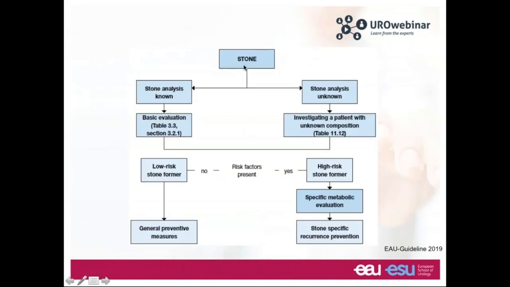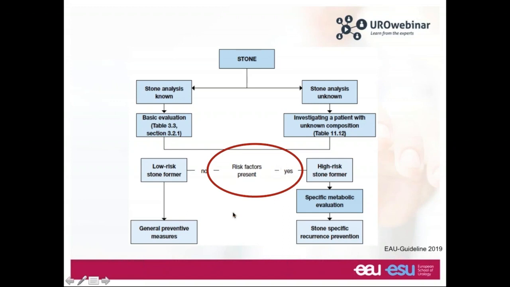Go back to the stone. A patient comes with a stone, you either know the stone type or you don't. You did a basic metabolic evaluation, you investigated the patient, you have given advice, and then you have to think, are there any risk factors for them to have the stone back? If there is a low risk, then general preventive measures is all they need.